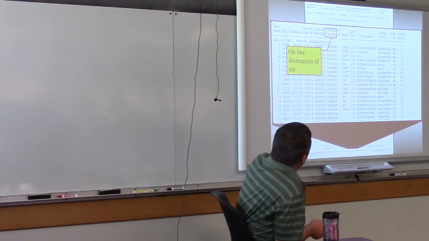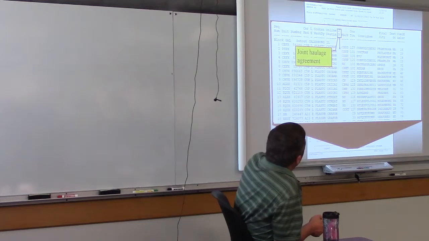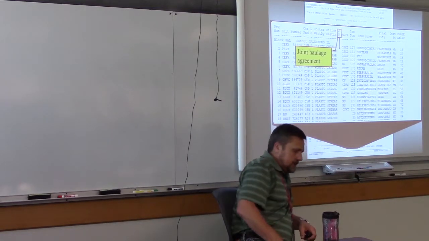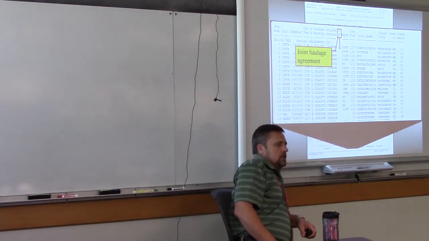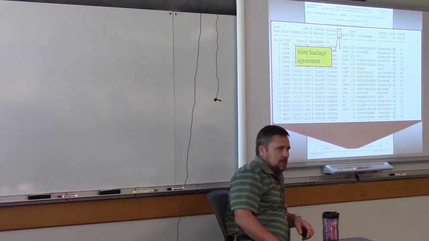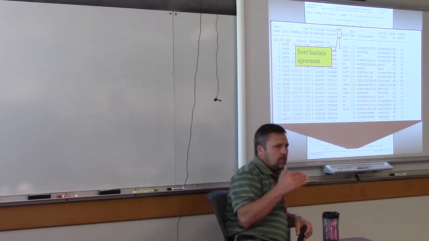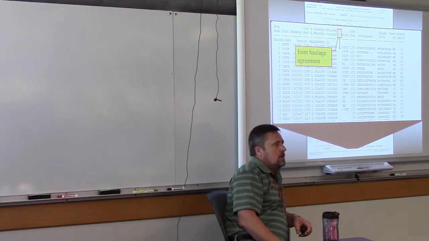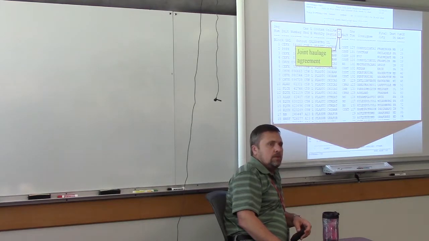Online destination, joint haulage agreement. That might be something like, let's say the UP, because I'm sure about the UP. The UP doesn't go any further east than Memphis. Okay? That's it for them. But let's say the UP could have a customer in New York. Right? They could have a customer in New York.